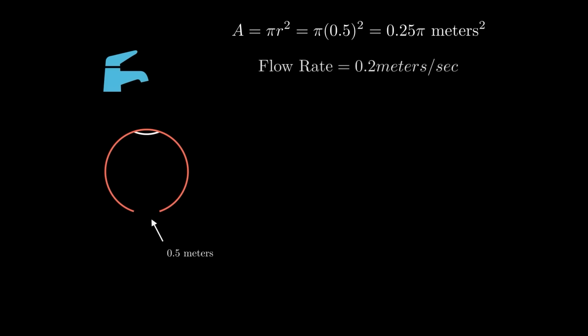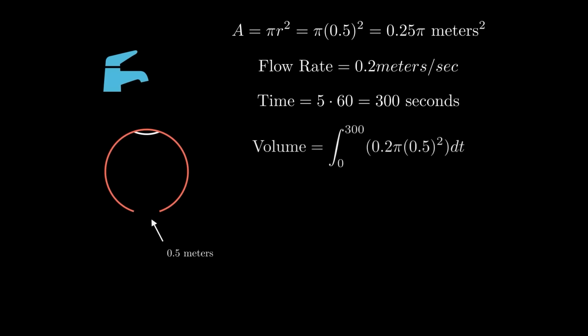The flow rate is 0.2 meters per second. We want to find the total amount of water that leaks out in 5 minutes, which is 300 seconds: 5 minutes times 60 seconds per minute. The integral we need to solve is the integral from 0 to 300 of 0.2 times 0.25 pi with respect to t. Evaluate the integral: equals 15 pi meters cubed.